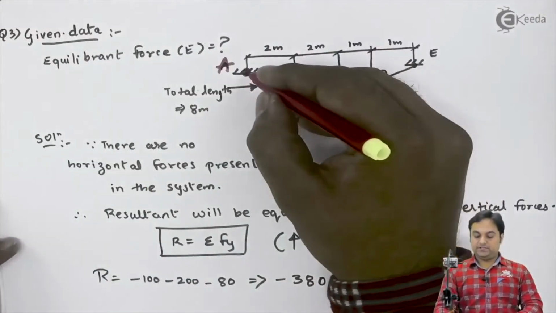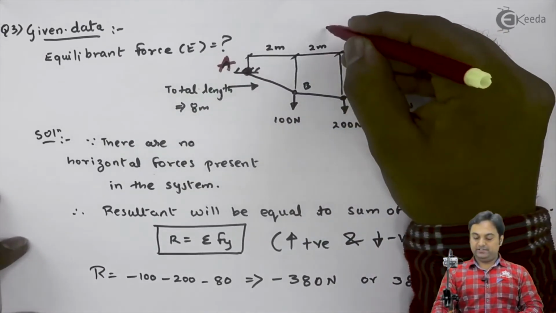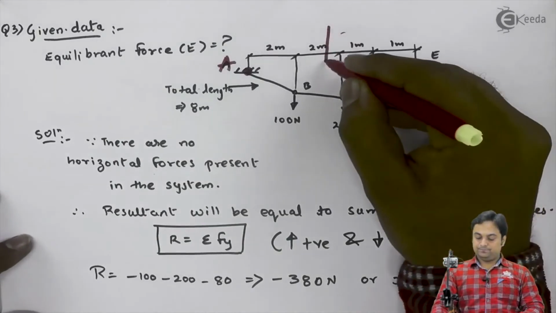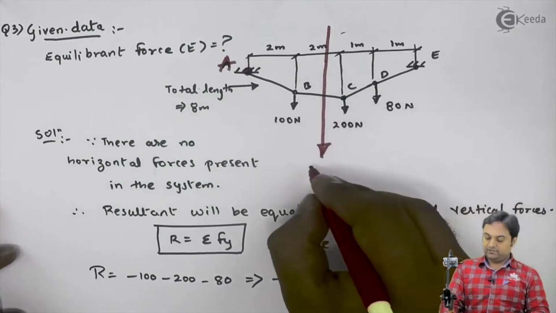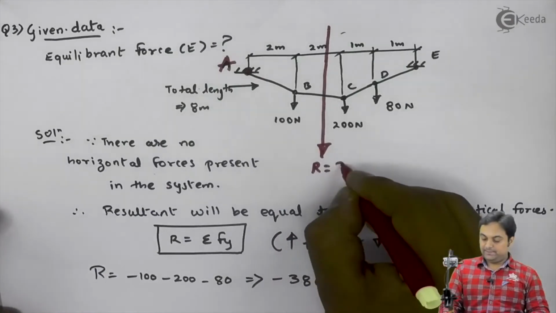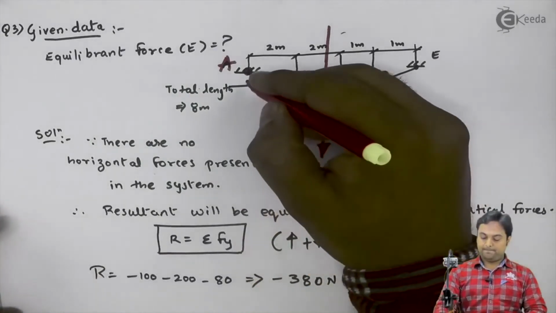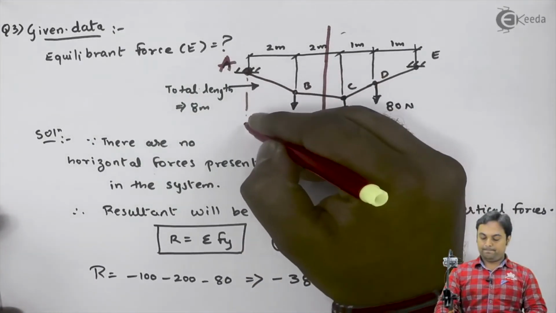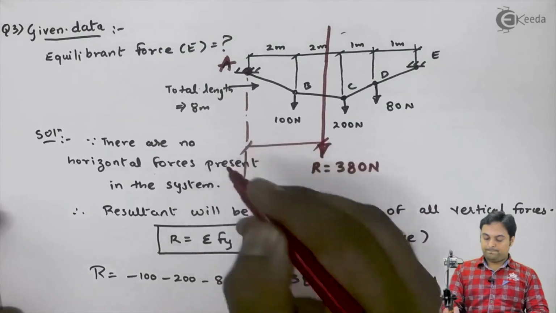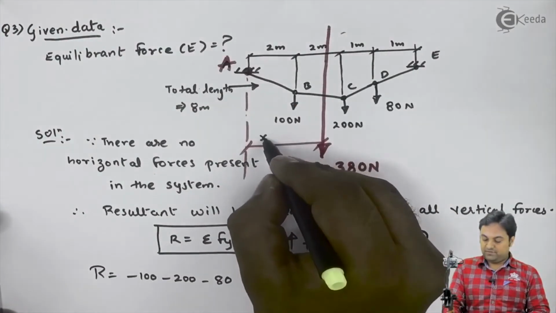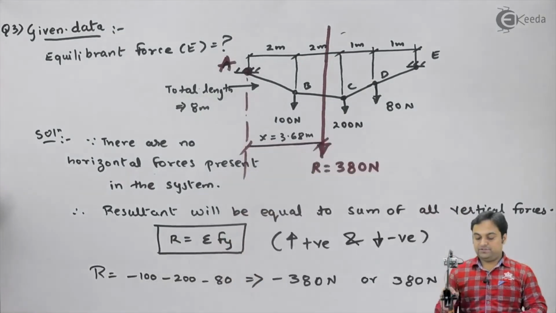So point A is here. From A to C it is 4 meter. So 3.68 would be somewhere here, in between B and C. Now this is my resultant, whose value is 380 Newton, and the location is given by x is equal to 3.68 meters.